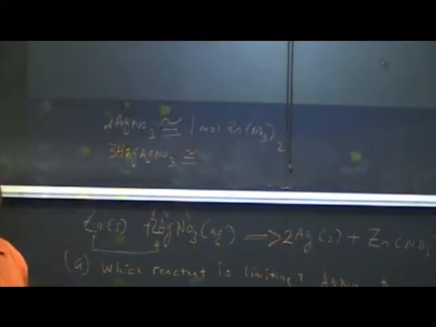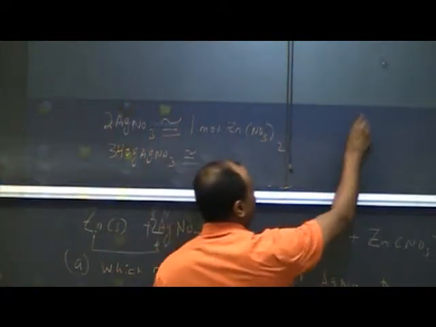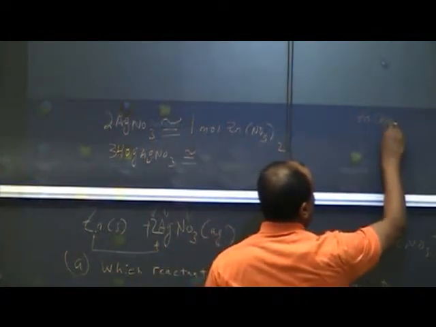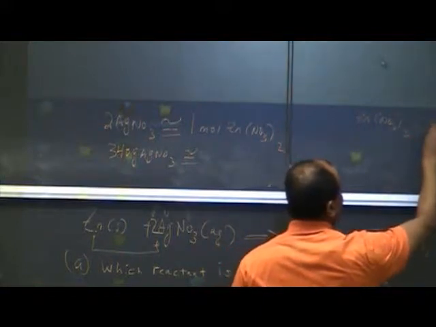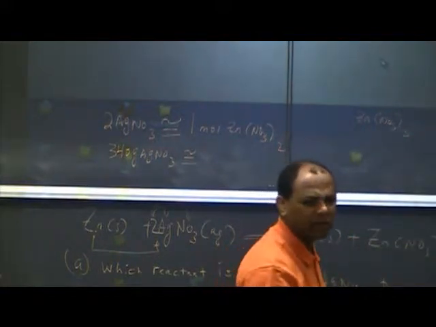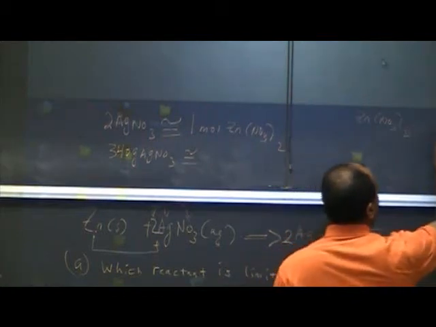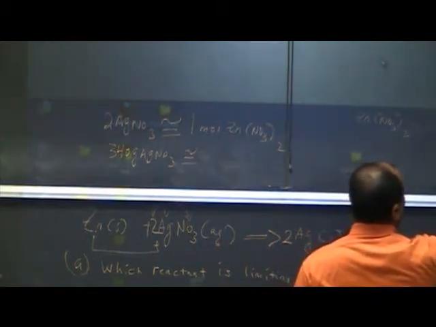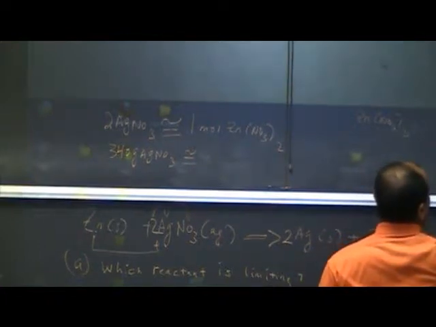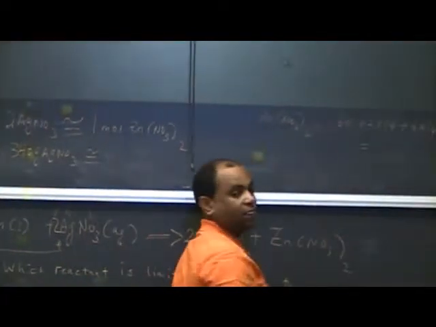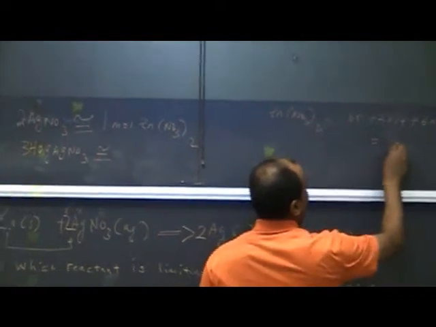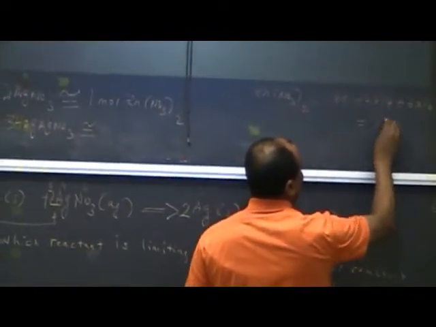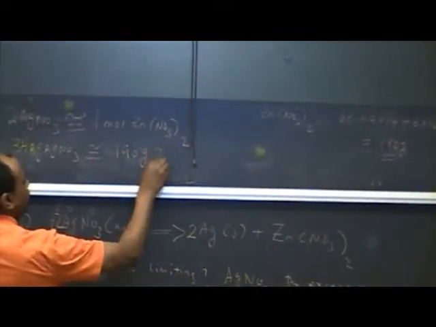The molar mass of zinc nitrate is going to be the atomic weight of zinc, which is 65.39. I'll take 65, plus 2 times 14 plus 6 times 16. That gives you 189.39, roughly 190. You rounded up, okay. So that's 190 grams of zinc nitrate.